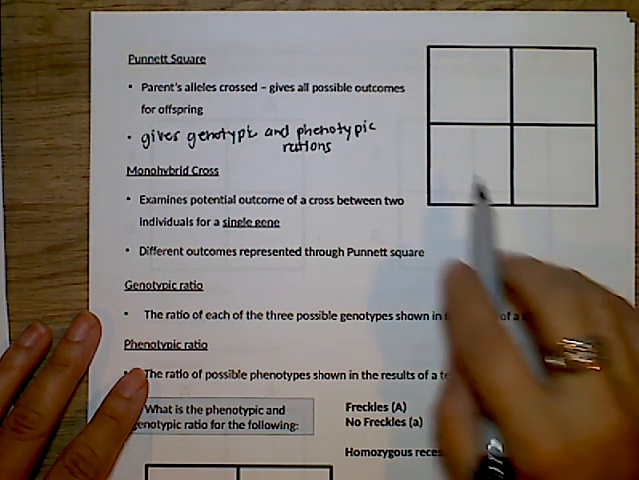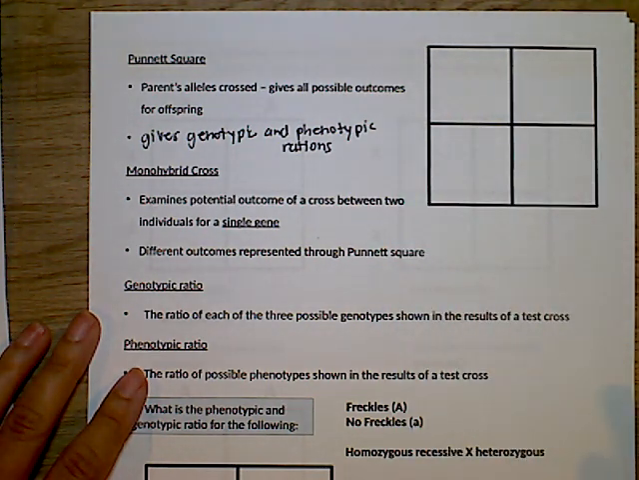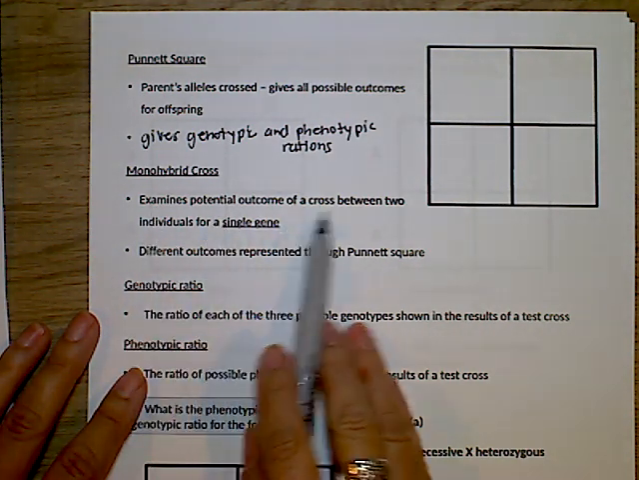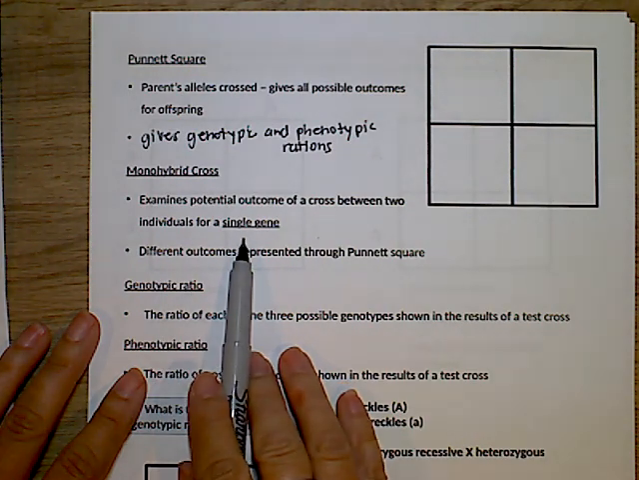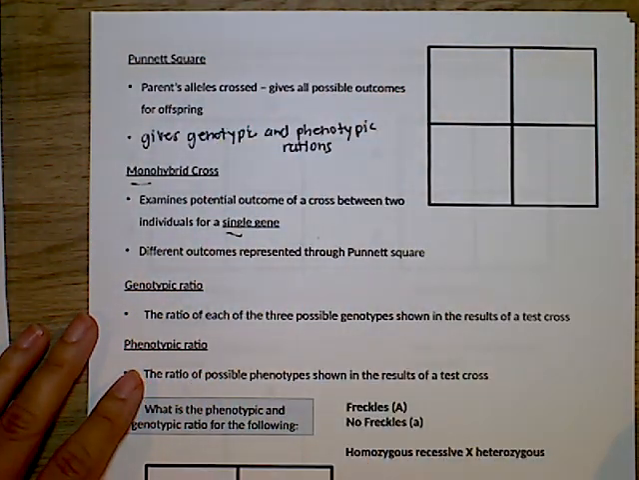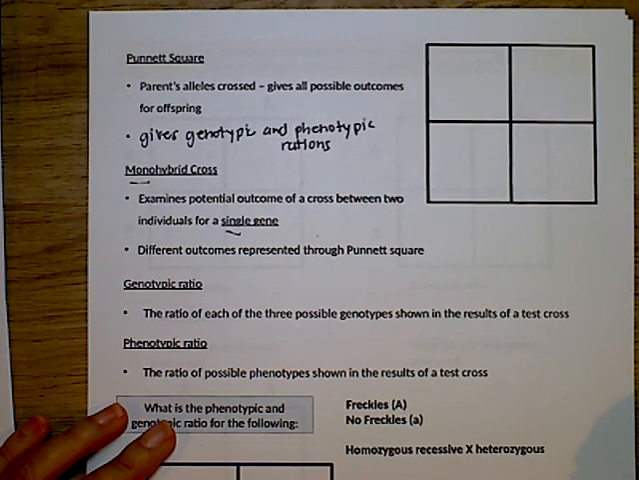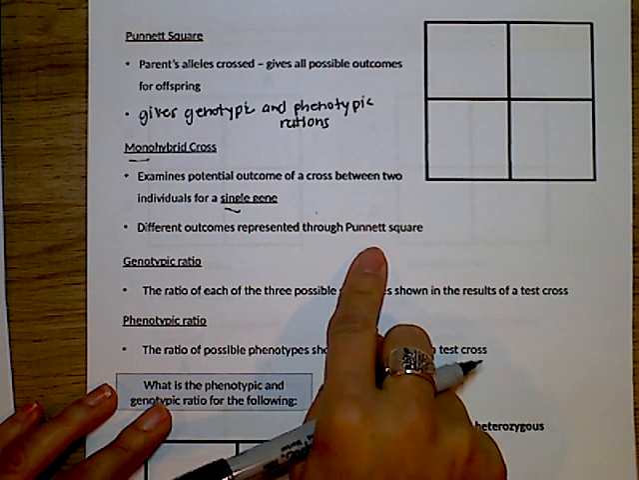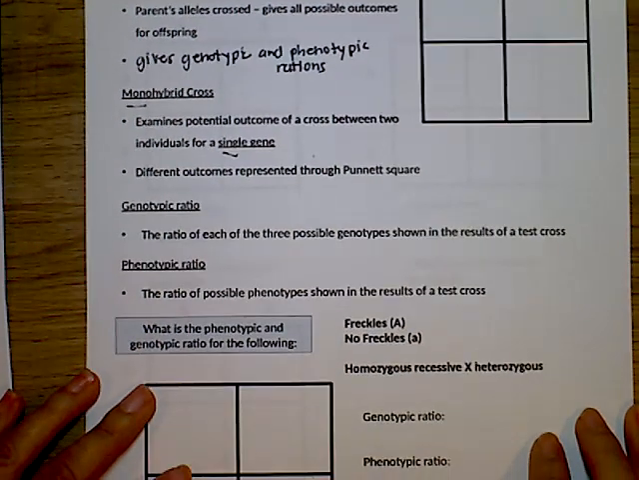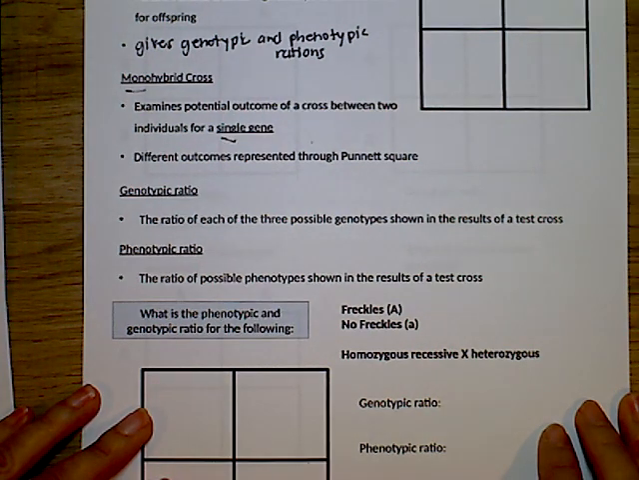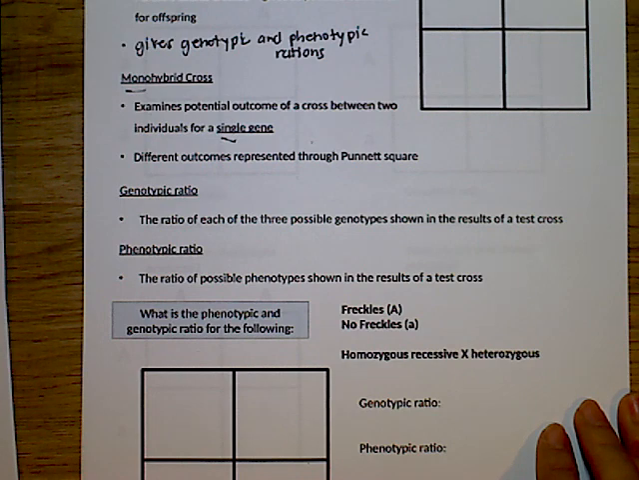So in a monohybrid cross, it's going to be 4 squares like you see here. And this examines the potential outcome of a cross between 2 individuals for a single gene. So mono means 1, so we're just looking at 1 gene. And the different outcomes are represented through a Punnett square, and we're going to practice these. So the genotypic ratio is the ratio of each of the 3 possible genotypes shown in the results of a test cross.